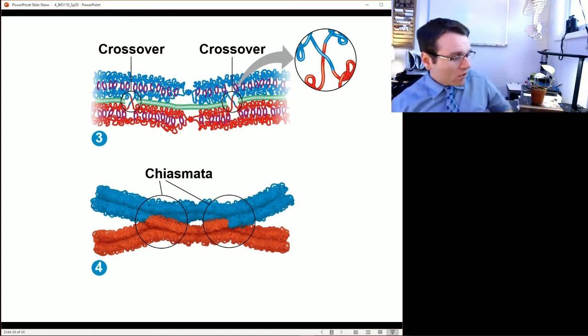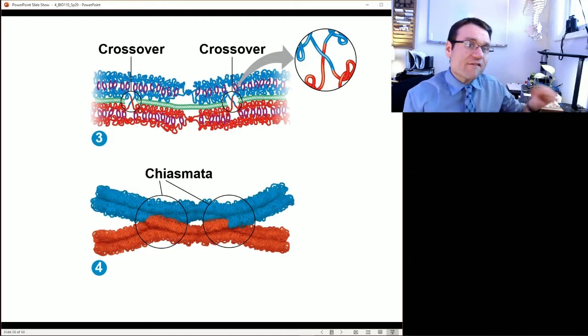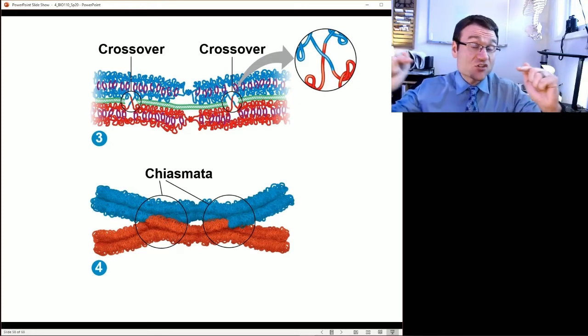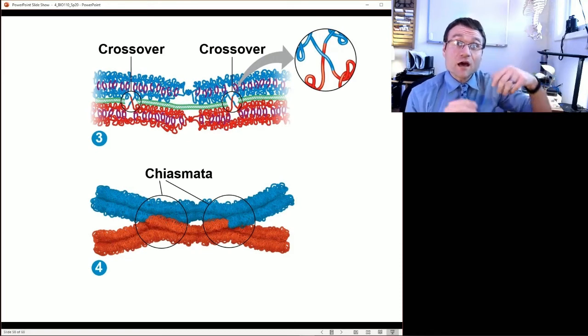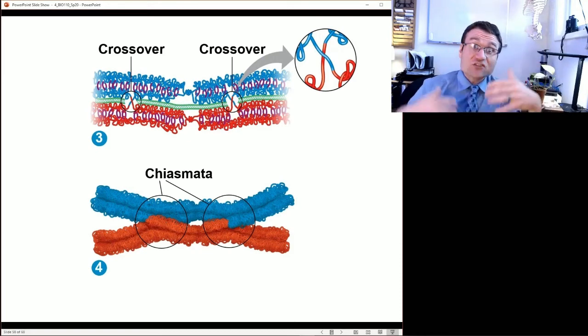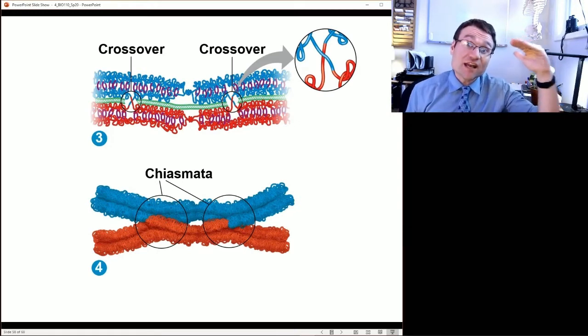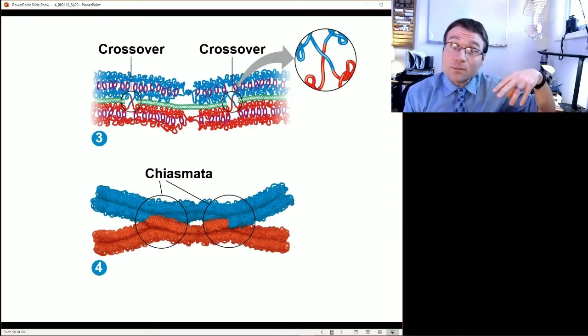Now, because homologous chromosomes have the exact same types of genes in the same locations, whatever you swap from one to the other, it's going to be an equal exchange. So both chromosomes at the end are going to end up with a full set of genetic information. They'll just have a couple of each other's genes swapped around there.